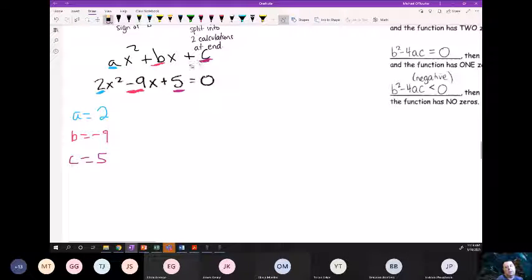Like when we were doing perfect square, I talked about the a value and the b value a lot. The a value is the number in front of the x squared, which in this case is a 2. The b value is the number in front of the x, which in this case is a negative 9. And the c value is the number that has no variable attached to it, which is the 5. Okay, let's do another one. I'm going to write down an equation here.